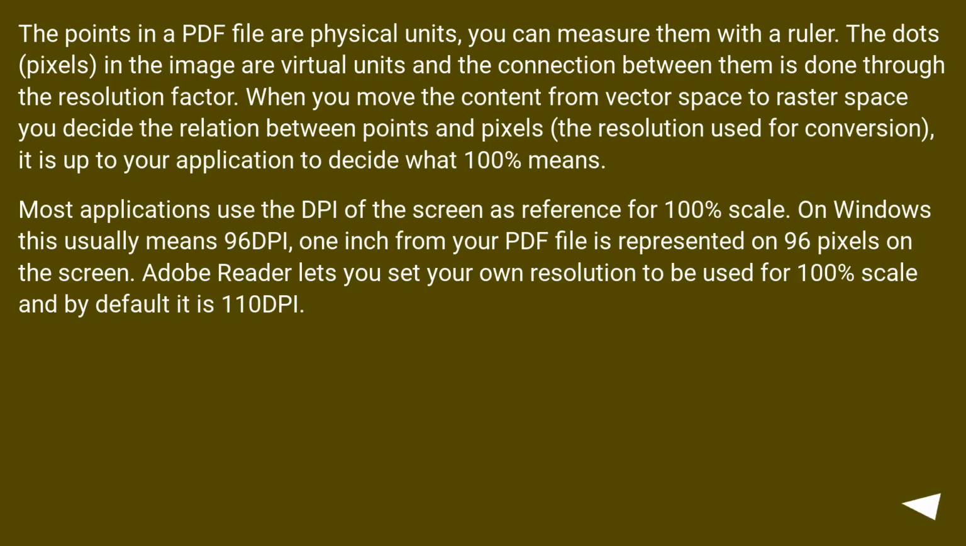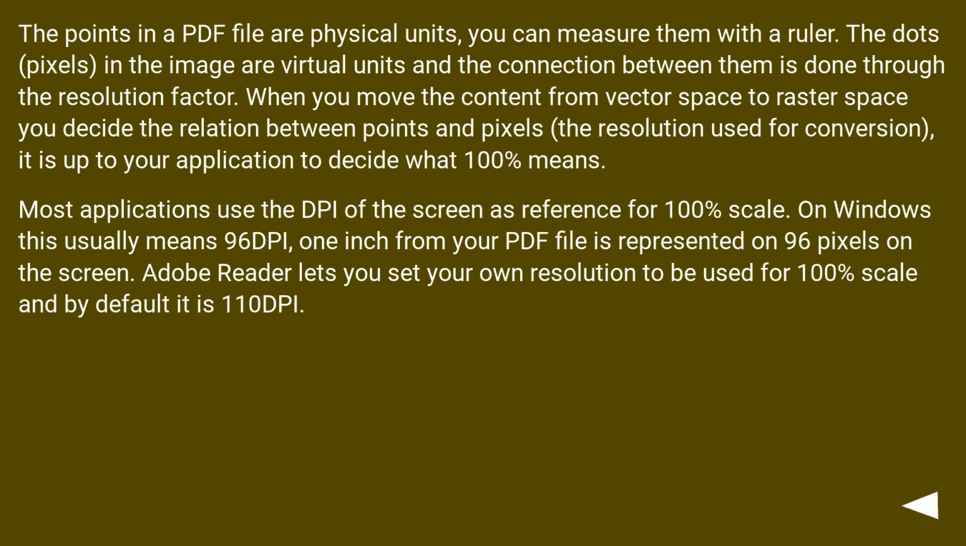The points in a PDF file are physical units. You can measure them with a ruler. The dots, pixels, in the image are virtual units, and the connection between them is done through the resolution factor. When you move the content from vector space to raster space, you decide the relation between points and pixels, the resolution used for conversion. It is up to your application to decide what 100% means.